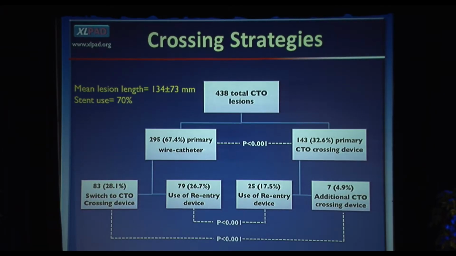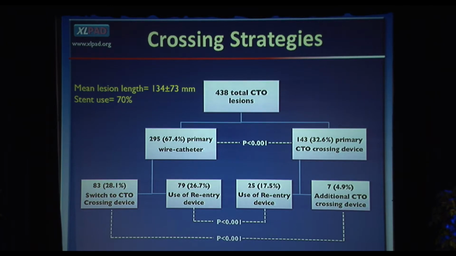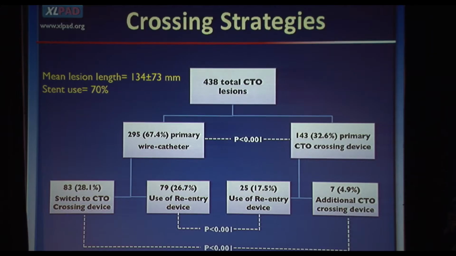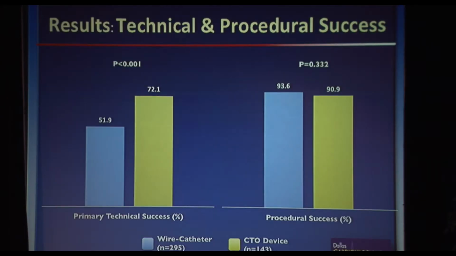Here are the primary results. First of all, you can see that more operators chose a wire catheter over a crossing device. If you chose a wire catheter, you had to switch more times to a crossing device or use a re-entry device to achieve provisional success, which was lower with the CTO devices.